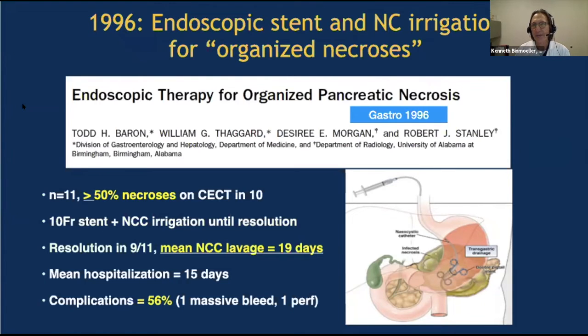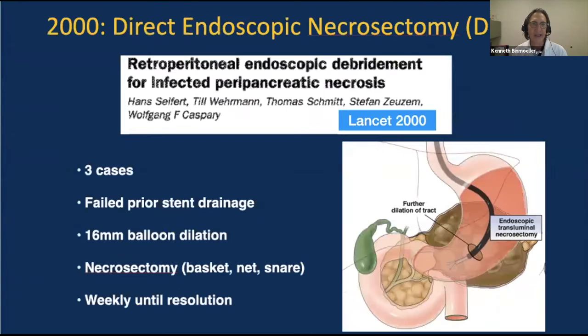But this was the first time that organized necroses, which otherwise was completely in the domain of the surgeon, was embraced by the endoscopist. And then in 2000, a Dr. Seifert, who used to work with us in Hamburg with Nib Sahendra, where he and us in Hamburg began performing this procedure, direct endoscopic necrosectomy. So now we're talking about going directly with our endoscope into the walled off necroses and doing necrosectomy. So this was proof of concept, 3 cases, all had failed prior stent drainage.